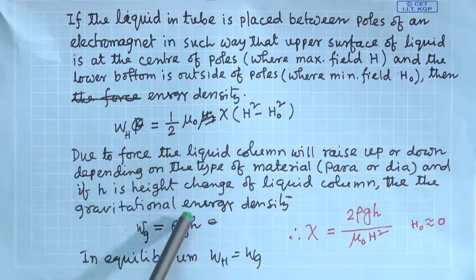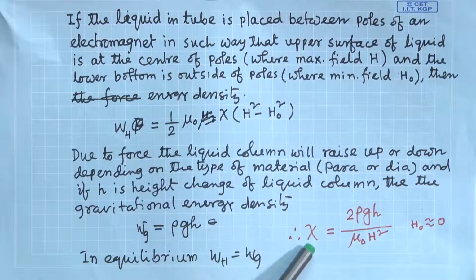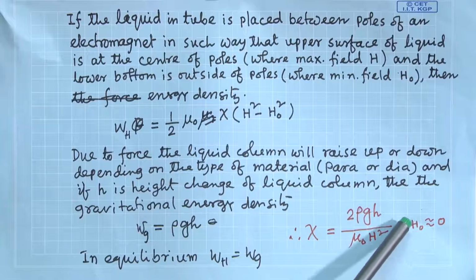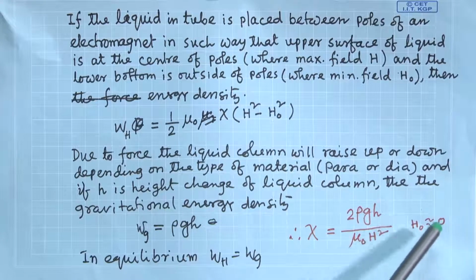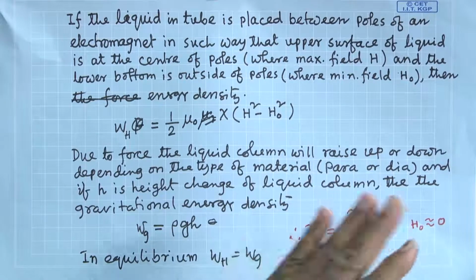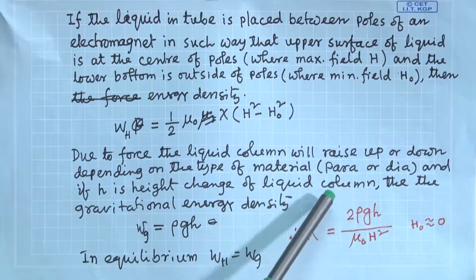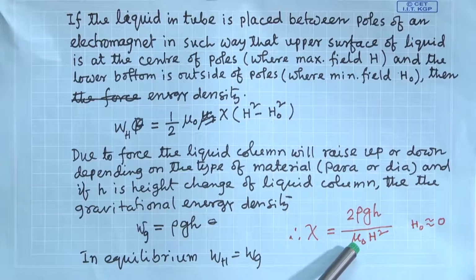If we equate these two, we will get chi equal to 2 rho g h by mu 0 H square, when H 0 is approximately 0. So this formula we will use as a working formula for this experiment. One has to remember in which condition we are getting this formula. That is important.